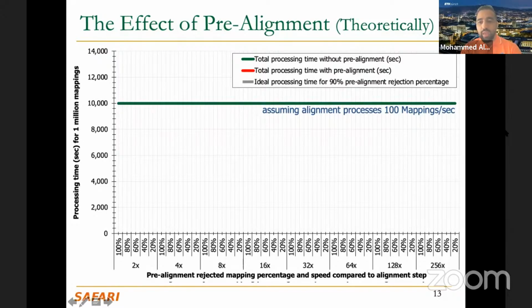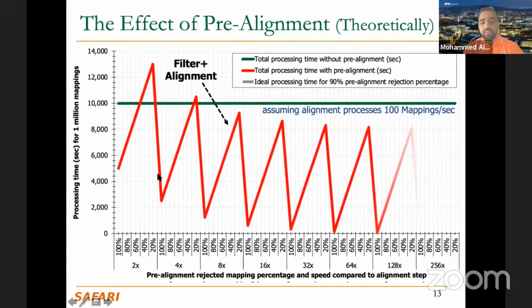So now assume we have the sequence alignment. We want to process these 1 million sequences. So we run sequence alignment and assume constant time for whatever the pair is. And then it will always take 10,000 seconds to process these 1 million mappings. Now we want to measure the time for filtering plus alignment, given that these characteristics are satisfied. For example, if we say 100%, then 100% of the pairs are rejected. So this is what we get, really a zigzag shape plot.